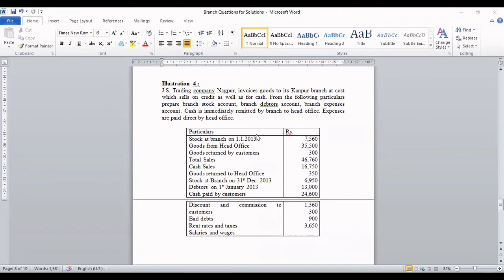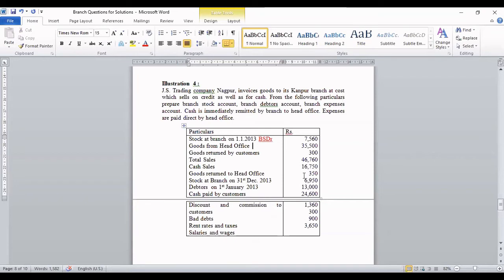Okay, continue. Particulars and rupees. Stock at branch on 1st Jan 2013, rupees 7,560. So where will this go? Branch stock, debit side. This is your opening balance, correct? Okay, next. Goods from head office, rupees 35,500. So goods sent to branch by head office.